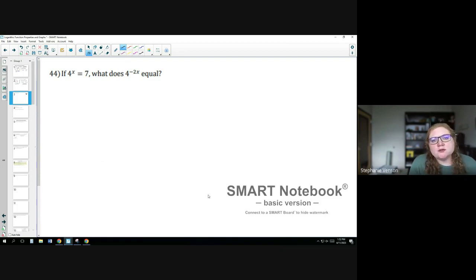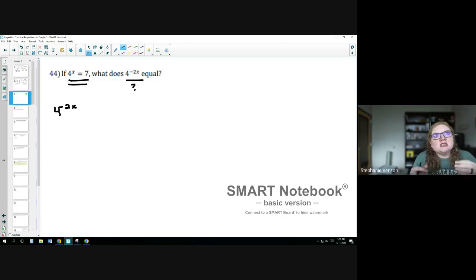So number 44 is sort of a tricky question, but once I show you how to do it, it's pretty easy. It says if 4 to the x is equal to 7, what does 4 to the negative 2x equal? Well, they're wanting you to use an exponent rule here, but they want you to use it backwards. So let's look at 4 raised to the negative 2x. What we know from our exponent rule is that if you raise a power to a power, you can multiply those together. So since negative 2 and x are multiplied together, we can use that rule in reverse.